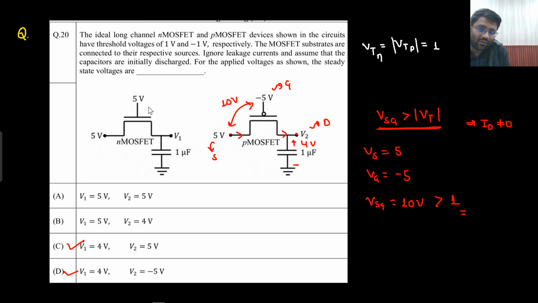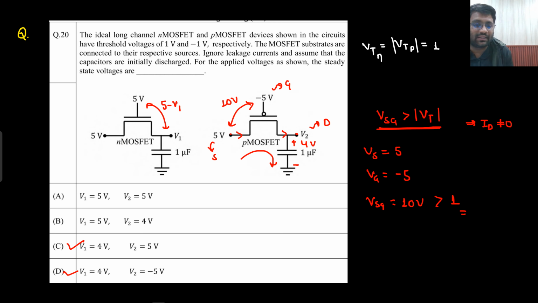This is not changing. But in the earlier scenario, this was 5 minus V1. So this V1 was changing, that's why this potential was changing. So there was a problem that it may turn off. But here it will always be on. This is 5, this is minus 5, it will always be on. And now what will happen is that it will keep on charging.